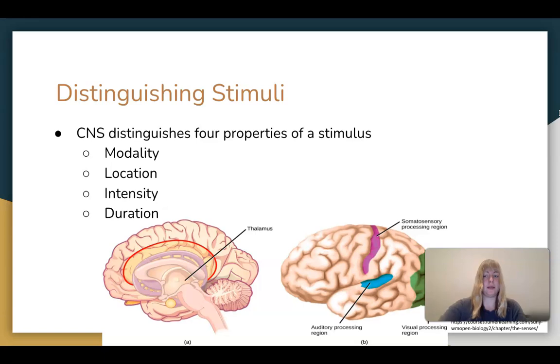And finally, the last property that I will discuss is the duration of the stimulus. The duration of the stimulus is coded by the duration of the action potentials in the sensory neuron. So a longer stimulus generates a longer series of action potentials in the primary sensory neuron.